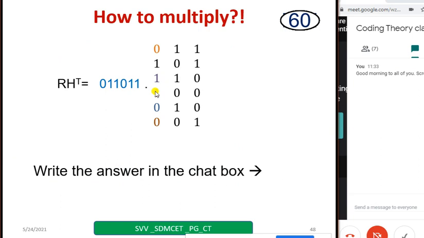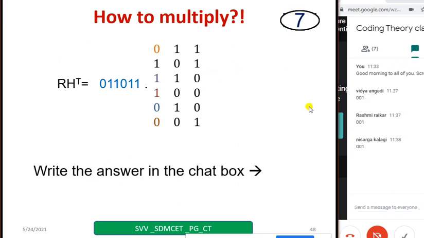How to multiply? Hope last class most of the students didn't give an answer for the question. Now let me see how many will answer. Write the answer in the chat box. Simply multiply these two and type your answer in the chat box.